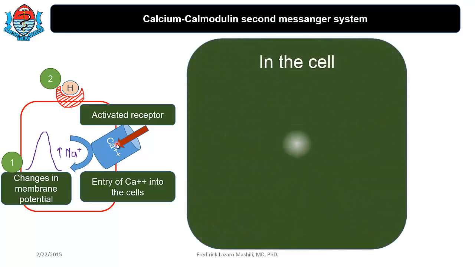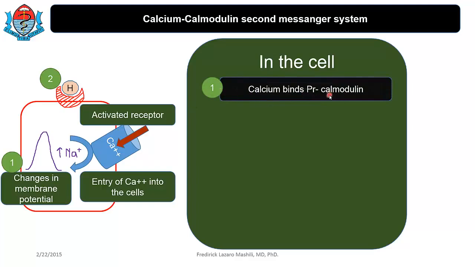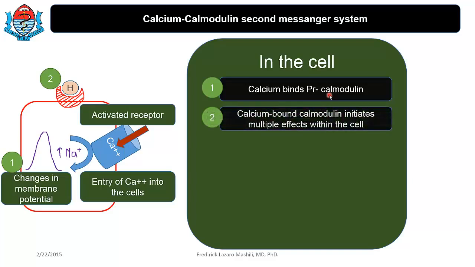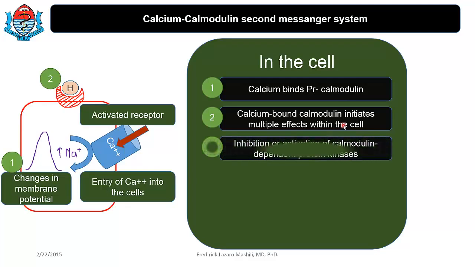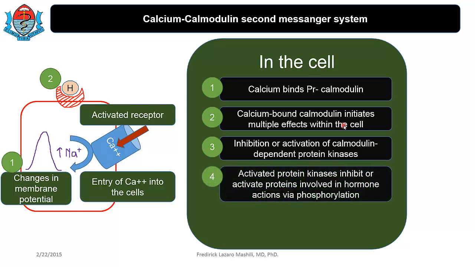So, what happens when calcium is in the cell? In the cell, calcium will bind to a protein known as calmodulin to form what is known as a calcium calmodulin complex. As with a hormone receptor complex, a calcium calmodulin complex is an activated entity. So when this is activated, it actually initiates multiple effects within the cells. And these effects can either be inhibition or activation of protein kinases. Again, the kinases, the phosphorylators. And once you activate the kinases, you have phosphorylation or dephosphorylation happening. And whenever you have phosphorylation or dephosphorylation, you're basically having activation or deactivation.